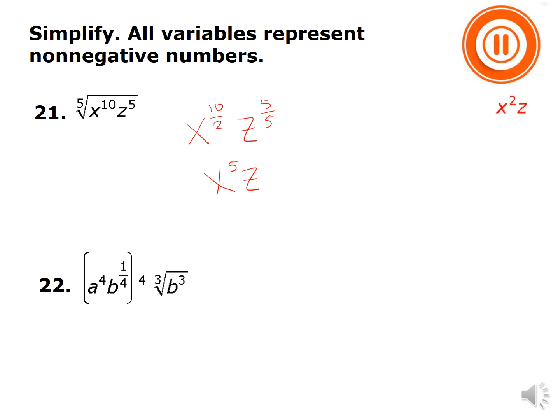Okay, this one I'm going to distribute the 4 to both of these. I get a to the 16, b to the 4/4, and I translate this one to b to the 3/3. So both of those are 1s. So my final answer is a to the 16, b squared.